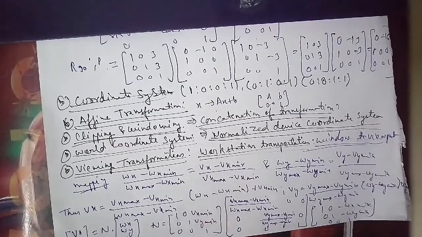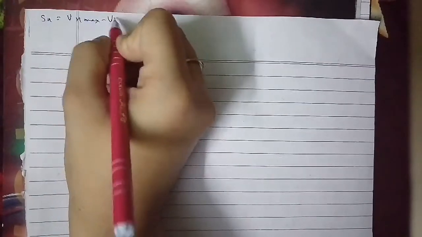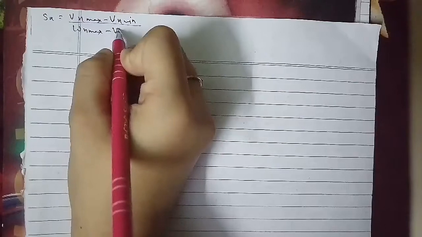In the same case we'll have another matrix as well, which is [Sx 0 0; 0 Sy 0; 0 0 1], and that is another matrix we have here. Then [1 0 minus Wx; 0 1 minus Wy; 0 0 1]. So this is the matrix that we will find out.